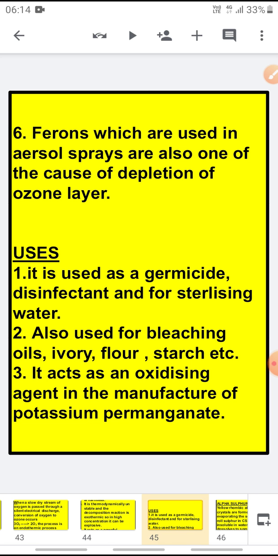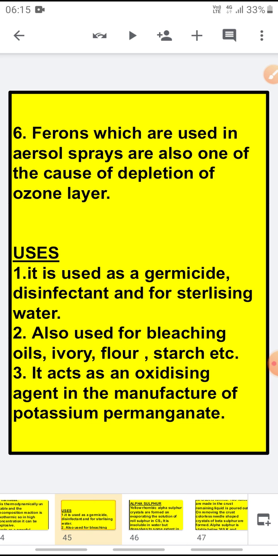Now coming to the uses of ozone. First of all, it is used as a germicide and disinfectant for the sterilization of drinking water. It is also used as a bleach. Bleach means decolorizing substance. Decolorization occurs because of nascent oxygen. So it is used in the bleaching of oils, ivory, flour, starch and other things. It acts as an oxidizing agent in the manufacture of potassium permanganate. So children, this was all about your ozone. Next, ozone, we have done the preparation, the properties and the uses.